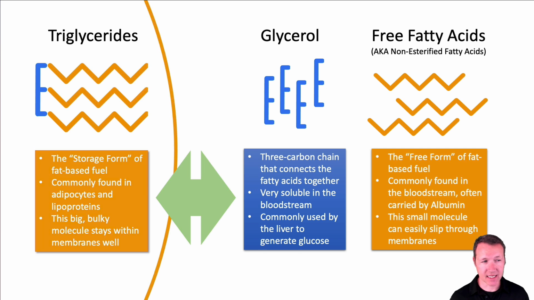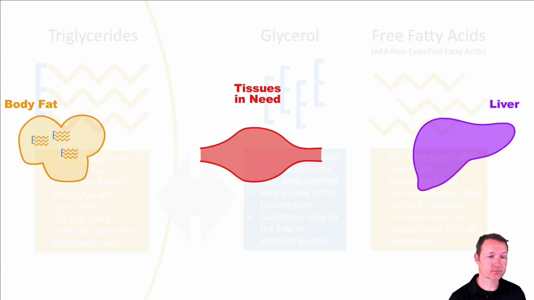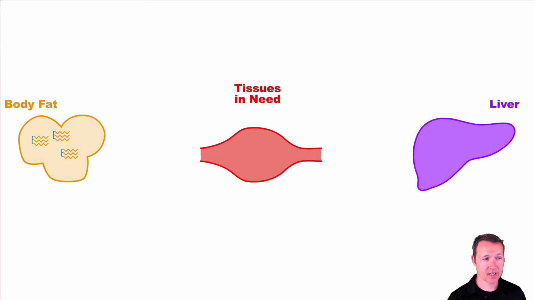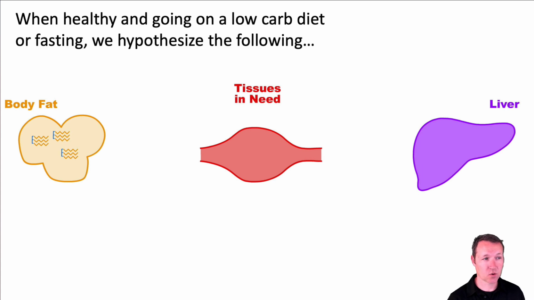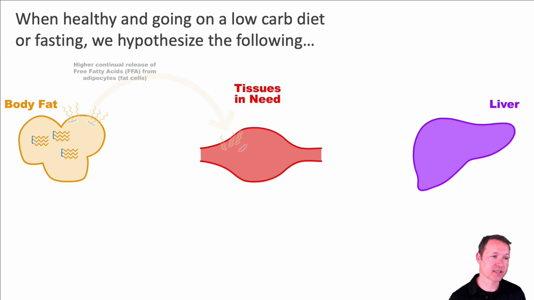And I want you to bear this in mind. These two categories, they convert back and forth to each other all the time. Triglycerides to glycerol and free fatty acids, usually through hydrolysis. And glycerol and free fatty acids getting converted back to triglycerides via reesterification. So if we go topside, and we're looking at this in the context of particularly going from, like, say, a mixed or carbohydrate-centric diet into either a low-carb diet or fasting in a healthy context, we'd hypothesize the following.